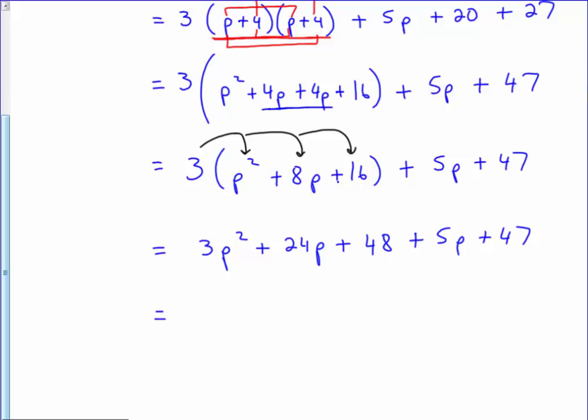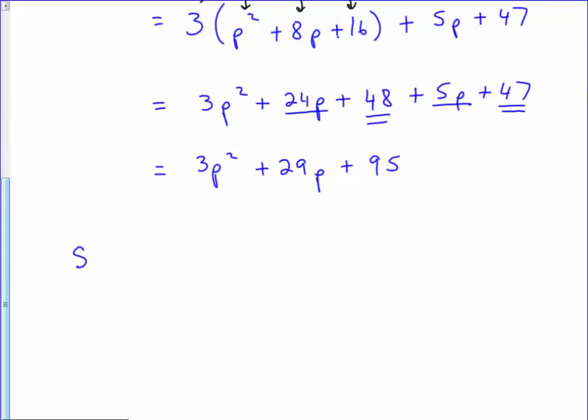And then finally combine your like terms. 3p squared doesn't have anything to go with him. You have this 24p and 5p, so that would be 29p, and then lastly your 48 and your 47, you would end up with 95. So h of p plus 4 equals 3p squared plus 29p plus 95.